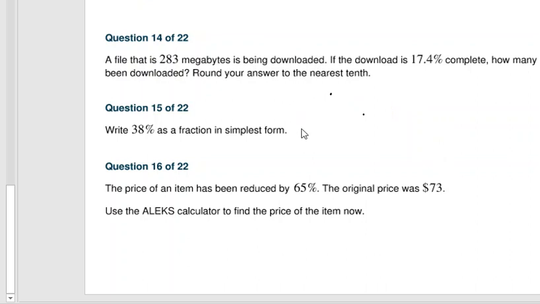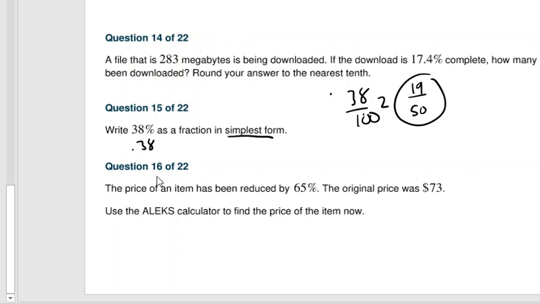Okay, so this next one says write 38% as a fraction in simplest form. Remember that a percentage is just something out of 100. So if it's 38%, that's just going to be 38 out of 100. And then that would give us a fraction, and then it says to write this in simplest form. So we know that 2 goes into 38 19 times, 2 goes into 100 50 times. Now another way you could think about this is if we want to write 38% as a fraction, we can first write it as a decimal by dividing by 100. So that would be 0.38. And then we would have 38 hundredths.